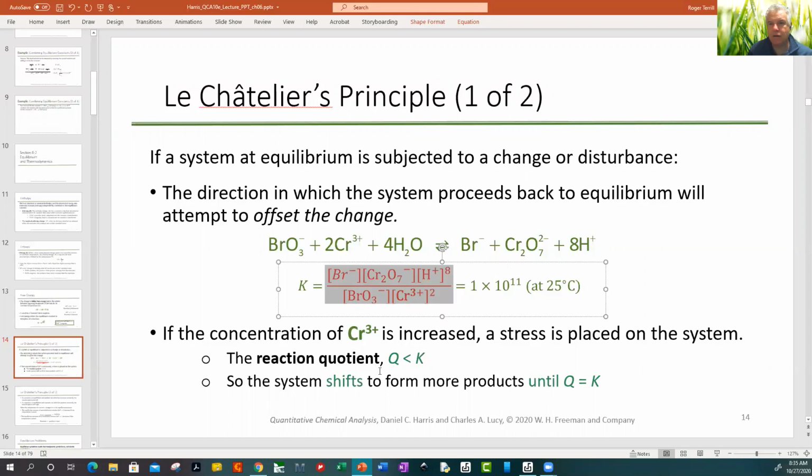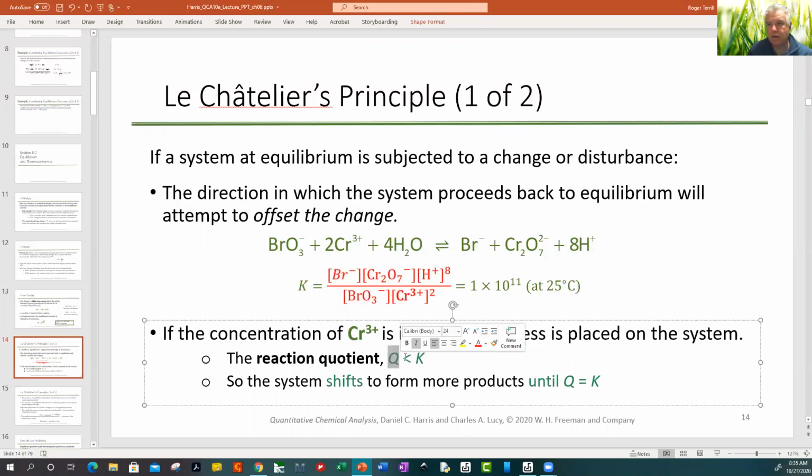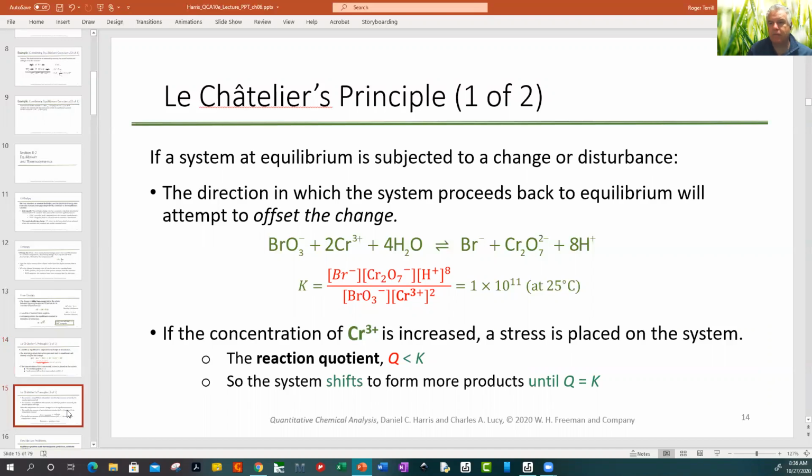If I can make this guy good. So Q here, this is Q. And when Q is less than K, then the reactants in this reaction will proceed until they're equal to K, right? That's how equilibrium will be reestablished. That's how this works. Ain't that amazing? Oh my God, it all works. It's amazing.